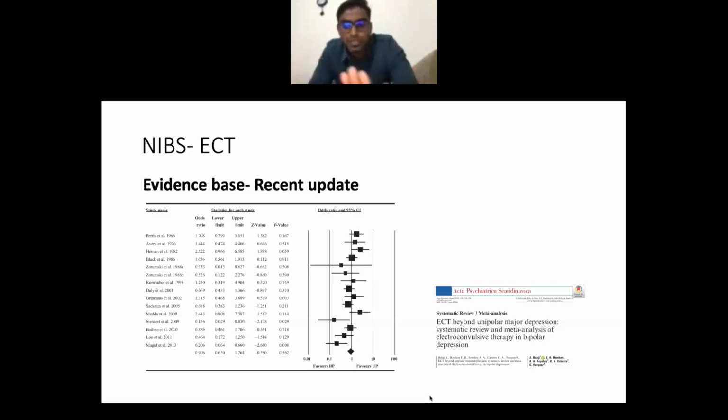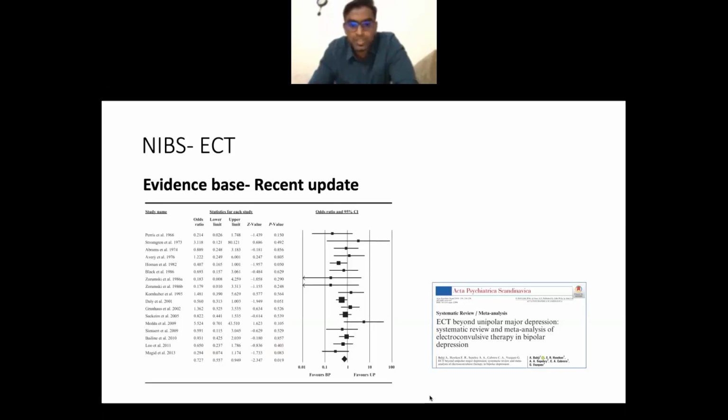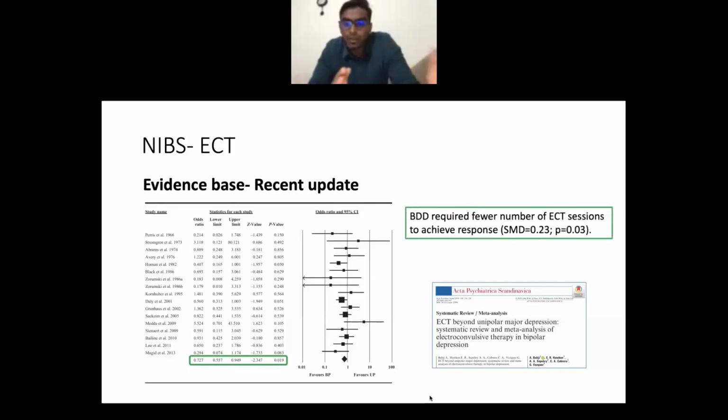meta-analysis which compares unipolar depression and bipolar depression. What they see is that although the remission rates are not different, the p is less than 0.05. But the response rates are significantly higher in cases of bipolar depression compared to unipolar depression. The effect size is modest, up to 0.7, and this research also tells that bipolar depression cases actually required fewer number of ECT sessions for this response to happen, and this is an important finding for us.